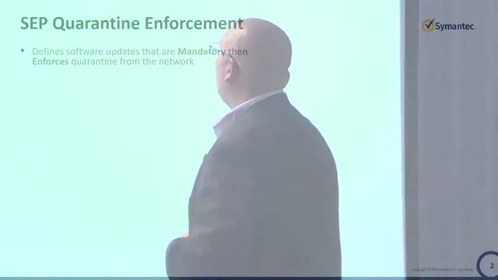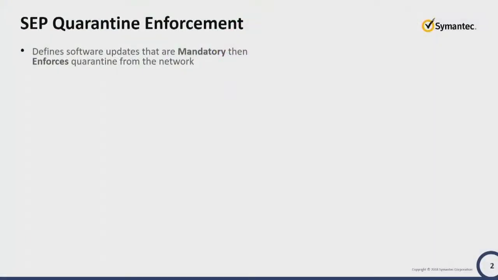So what are we trying to do here? We wanted to build a solution that took the SEP's ability to quarantine and isolate an endpoint and marry that to our ability to detect and understand the patch level of a system or series of systems. The quarantine enforcement essentially allows me to make a determination from a CVE perspective: what is mandatory, what is required in this environment in order for you to be compliant. And if you're not, I want to take some action on it.